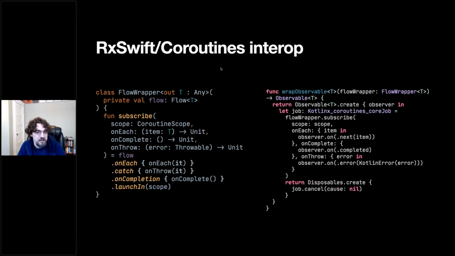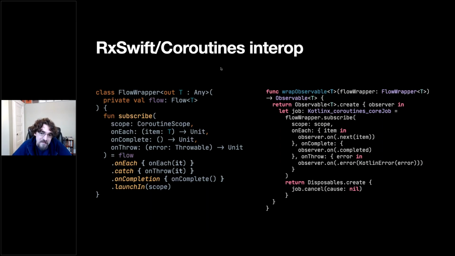So this is a thing I put together that roughly does that, where the generic memory of flow doesn't get exposed to Objective-C, because flow is an interface and Objective-C generics only work on classes. But if you add a wrapper class around it, you can maintain that type safety and pass it up to the Swift side.